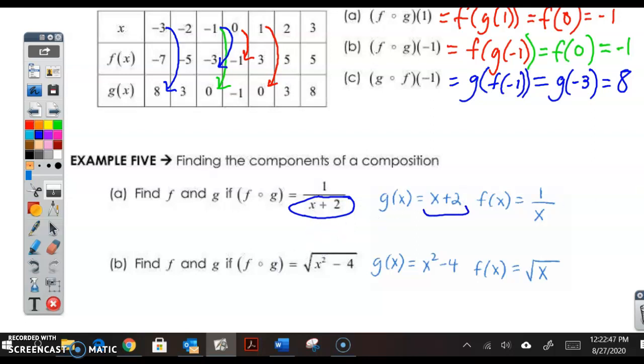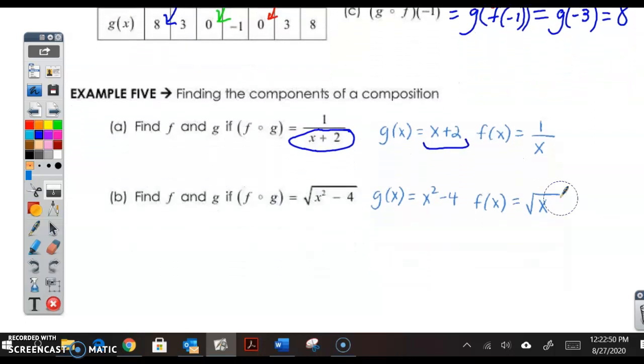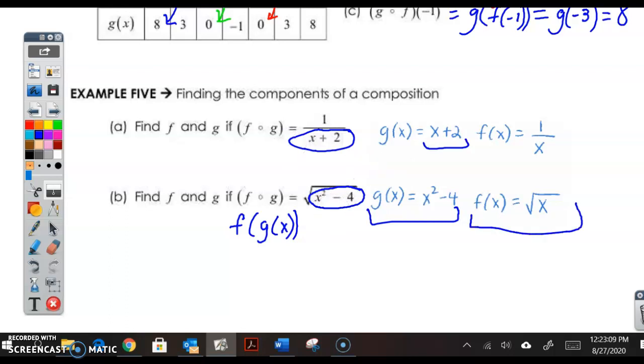And similarly with b, if I had my input, my g of x, because this is f of g of x, right? If my input or my g of x was x squared minus 4, then the original function, the x squared minus 4, would replace the x. So that would be f of x equals the square root of x.